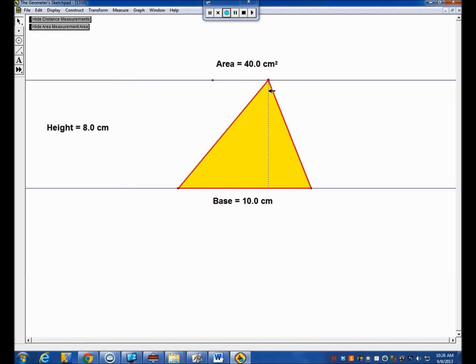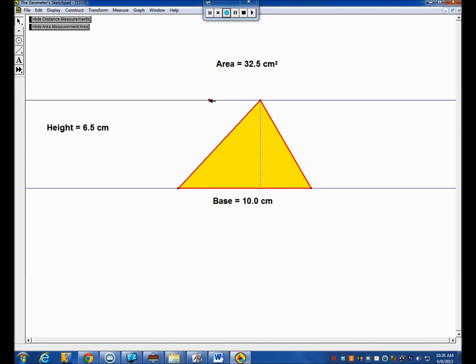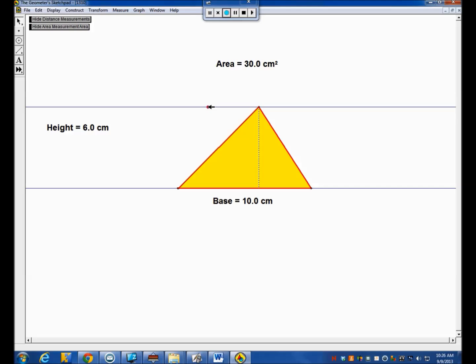Okay? Now just to show you that things really can change in this problem, I'm going to lower the height down to now say 6. Okay? But again, if I stretch this thing out, notice nothing's moving. The height still stays 6, the distance between these two parallel lines. The base is still 10, so the area stays constant. It stays 30 that entire time.